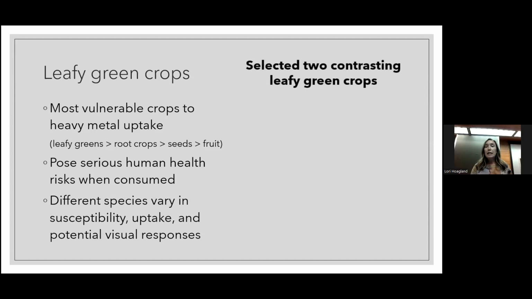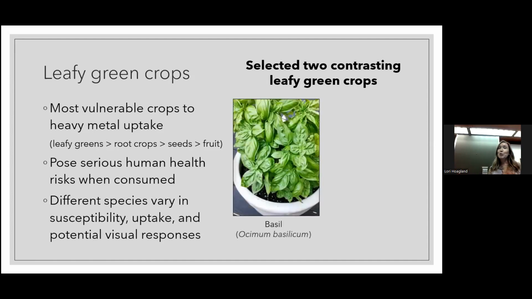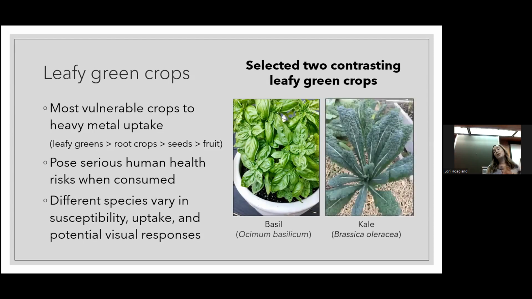And so for her experiment, we selected 2 very contrasting leafy green crops to see if we could use hyperspectral imaging again. So one of those we chose was basil. This is an herb that's very susceptible generally to heavy metal stress, and it fit within the confines of the AAPF at the time, as it was a taller plant. And then the other one we chose was kale. So kale is a brassica crop that tends to take up a lot more heavy metals than other leafy green crops.